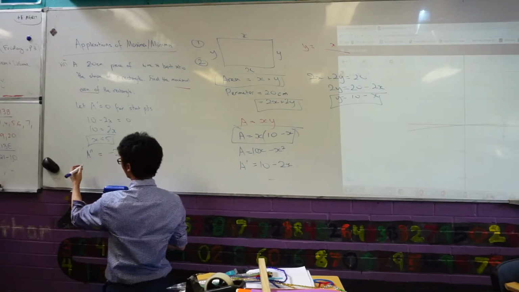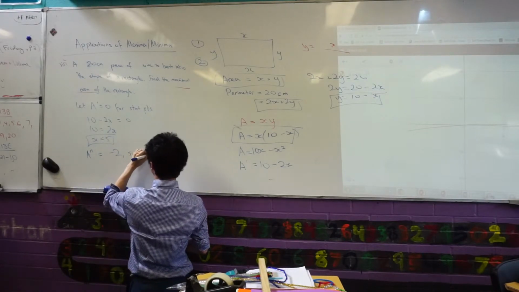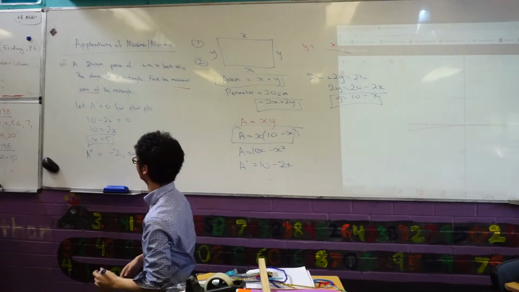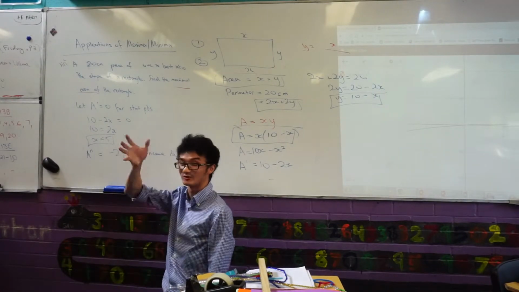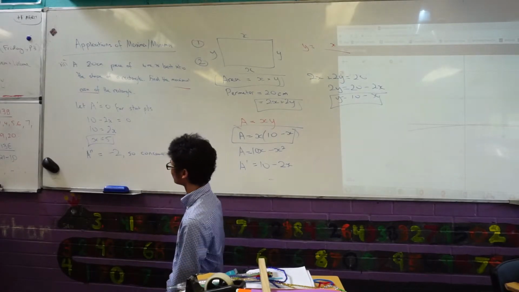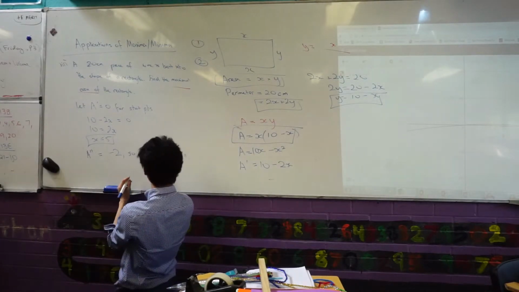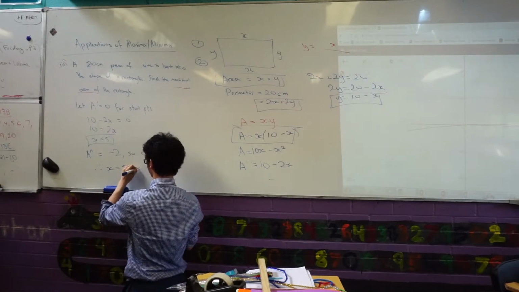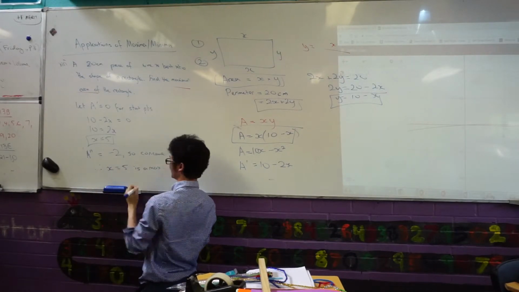The second derivative is negative 2. So it's concave down. Oh, I didn't want you to write down the question, but yeah. The second derivative is so much easier. Yeah, it depends. It's situational. And then it's a maximum. Since it's concave down, therefore x equals 5 is a maximum.